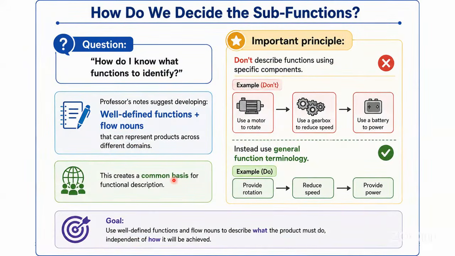So next is, how do I understand the function? How do I know what functions to identify? We are going to do it using a well defined formula, that is verb plus noun. If you take a motor, it is going to provide rotation, or if you take a gearbox, it is going to reduce the speed. That is, you have one verb plus noun combination. If you do that, you can easily understand how these functions are built.